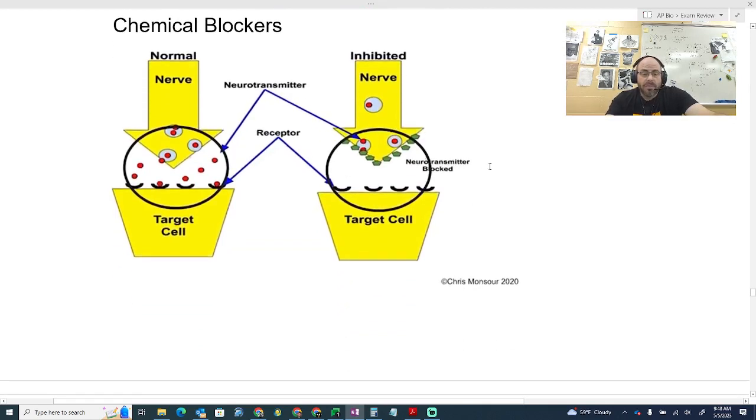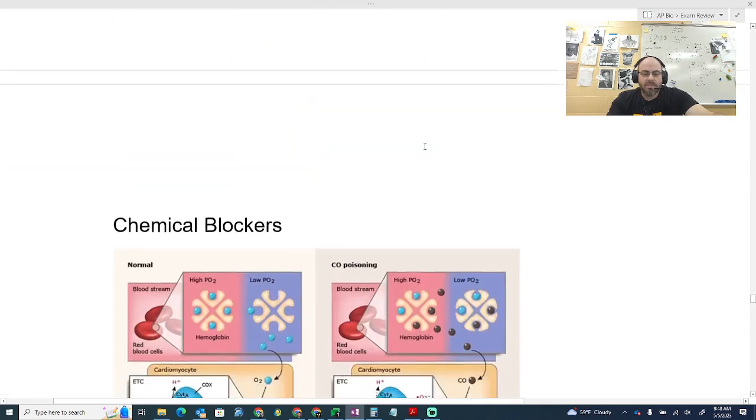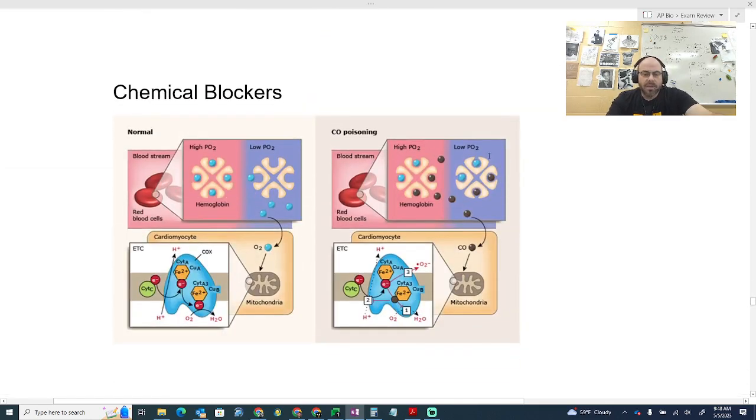Another example is a chemical blocker, something that's blocking the actual reception or the release of that chemical could also change the signal transduction pathway. Carbon monoxide is a great example of this. Not a great example because we don't like it. It's not good. But oxygen is the final electron acceptor in cellular respiration. Well, carbon monoxide comes and binds to the place where oxygen would normally do its thing, thus blocking oxygen from doing that, causing the individual to not be able to get oxygen, which is not good. And so this is an example of how those pathways can break down under certain circumstances.